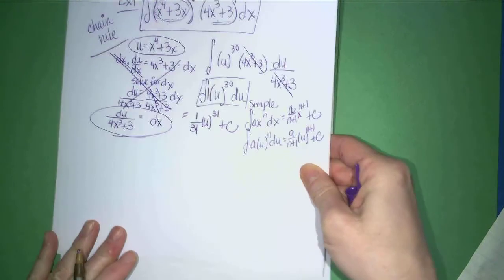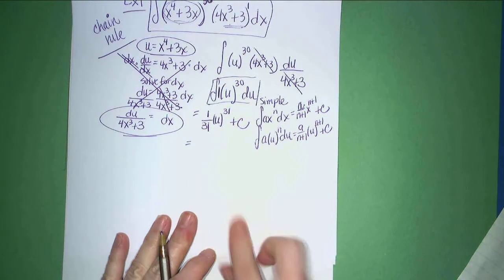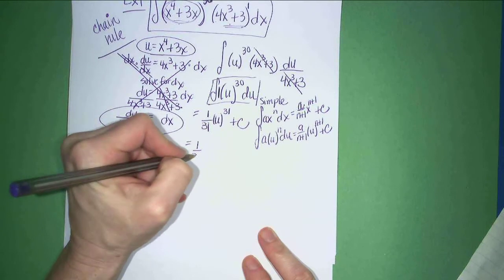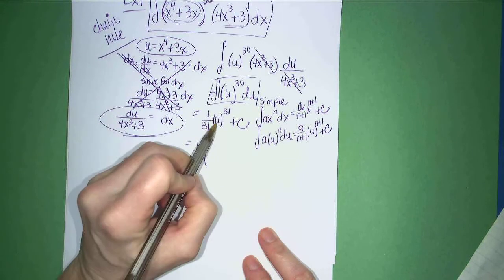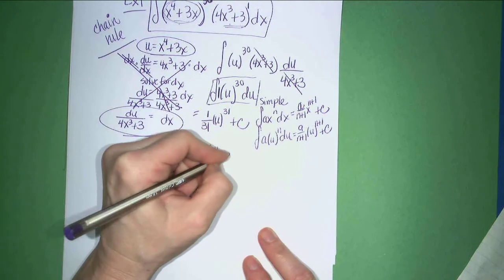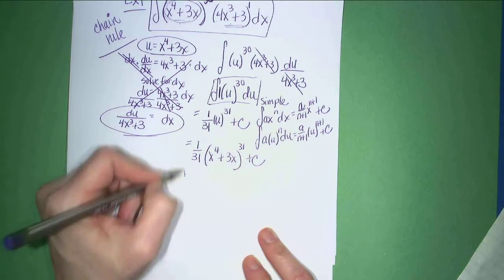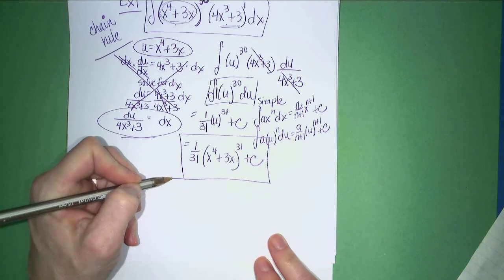Okay, so final step, we're going to put everything back in terms of x. This is going to give me 1 over 31 times, let's go back to what u was. U was x to the 4th plus 3x, to the 31st, plus c. This is my final answer.